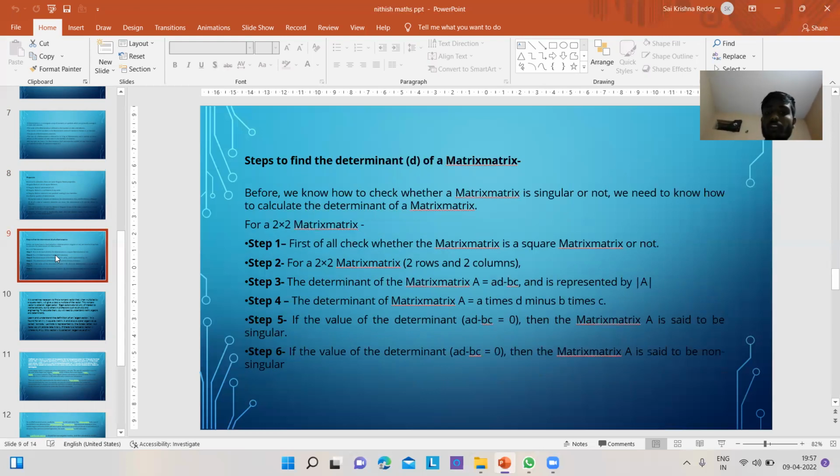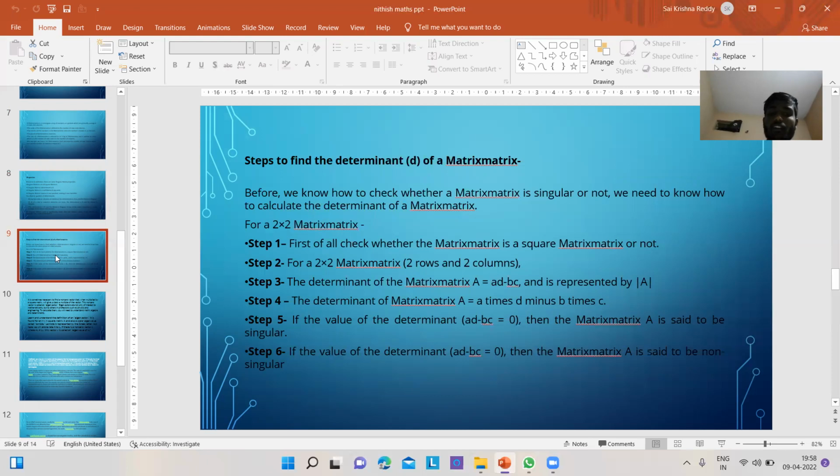Before we learn how to check whether a matrix is singular or not, we need to know how to calculate the determinant of a matrix. For a 2 by 2 matrix, step 1: first of all, check whether the matrix is a square matrix or not. Step 2: a 2 by 2 matrix has 2 rows and 2 columns. Step 3: the determinant of a matrix A equals AD minus BC and is represented by mod A. Step 4: the determinant of matrix A equals A times D minus B times C.